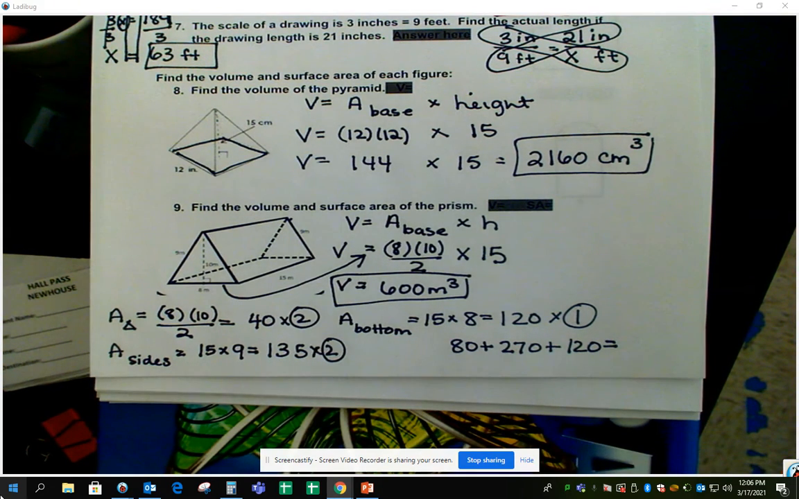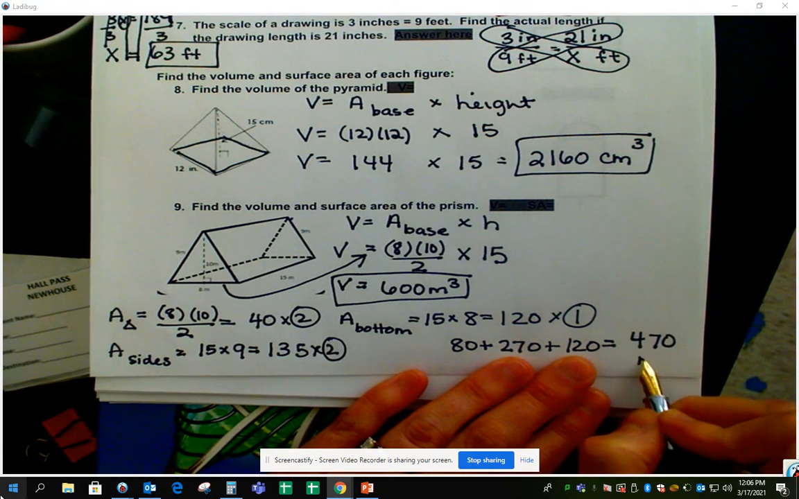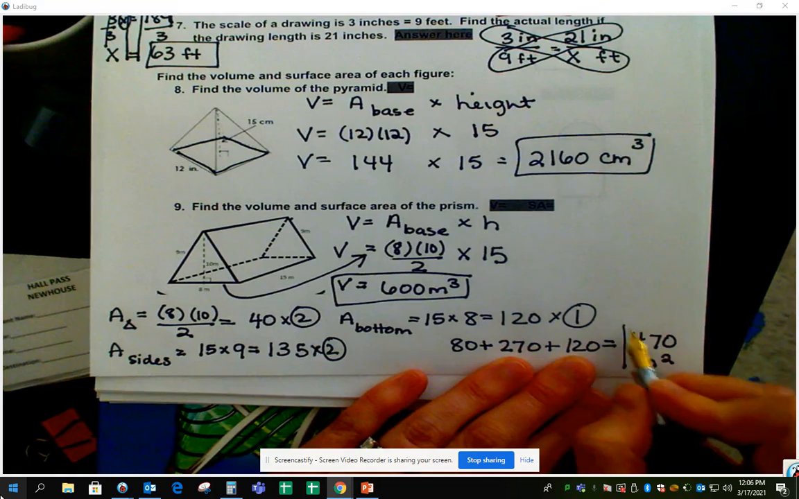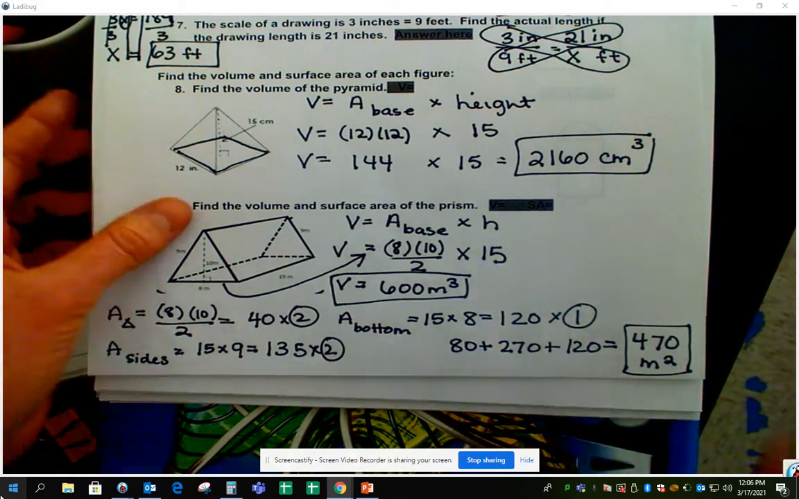So let's add those up. We've got 270 plus 120 plus 80. That's 470 meters squared for our surface area. Okay? All right, so that's our first 2 pages. Let's keep going.